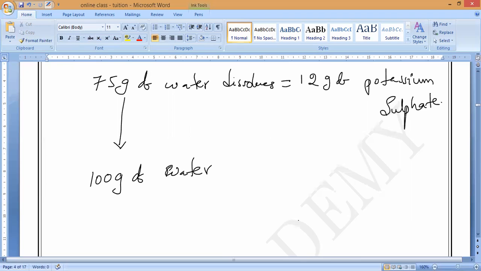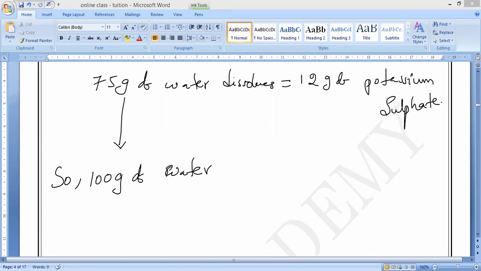So we want to find it for 100 grams. Then only it is called solubility. What should we call it? Then only it is called solubility. Understand, guys? So that is why, 100 grams of water will dissolve what?